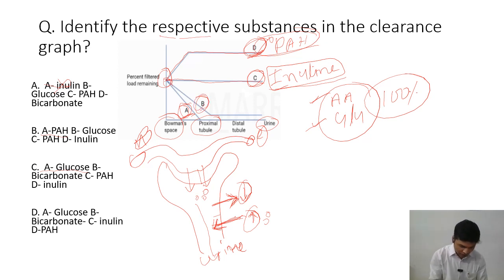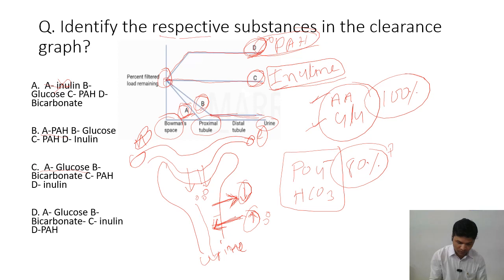What is B? Around 75-80% is reabsorbed, and some amount is again going to the urine. So this is actually phosphate or bicarbonate, HCO3. These two are around 80% reabsorbed in the PCT, proximal tubule. So it may be phosphate or bicarbonate. Here the answer is bicarbonate. Then C is PAH? C is not PAH, C is inulin, so this answer is wrong.